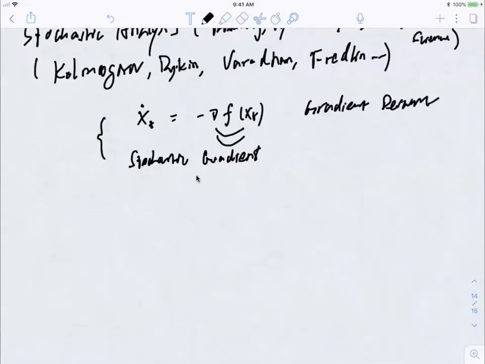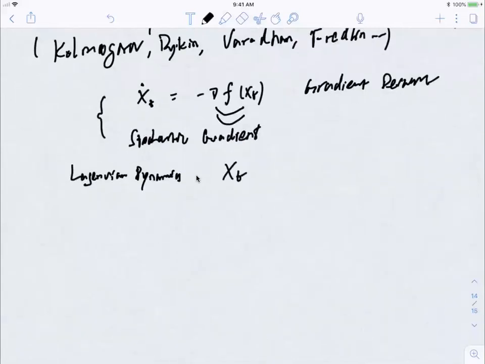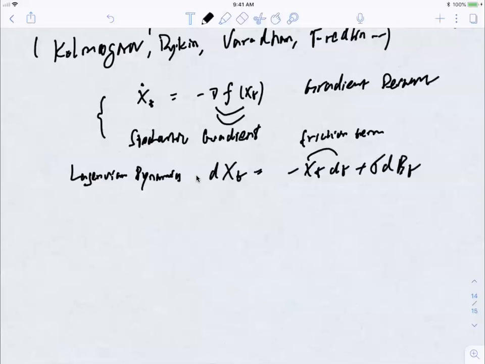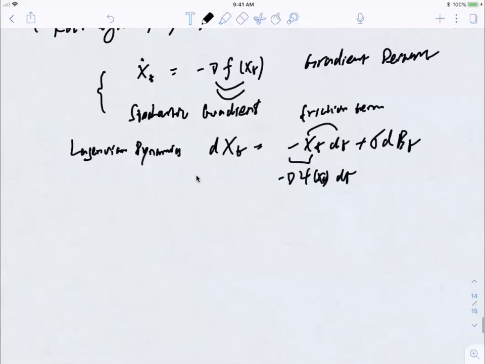But you probably know it's called Langevin dynamics. This is the easiest stochastic differential equation: dX_t = -X_t dt + σ dB_t. This is the friction term, plus Brownian motion, and σ is a coefficient. In general, you can put a more general form, minus the gradient of a potential function φ(X_t). This was first used to study gas dynamics, and it is called Langevin dynamics.